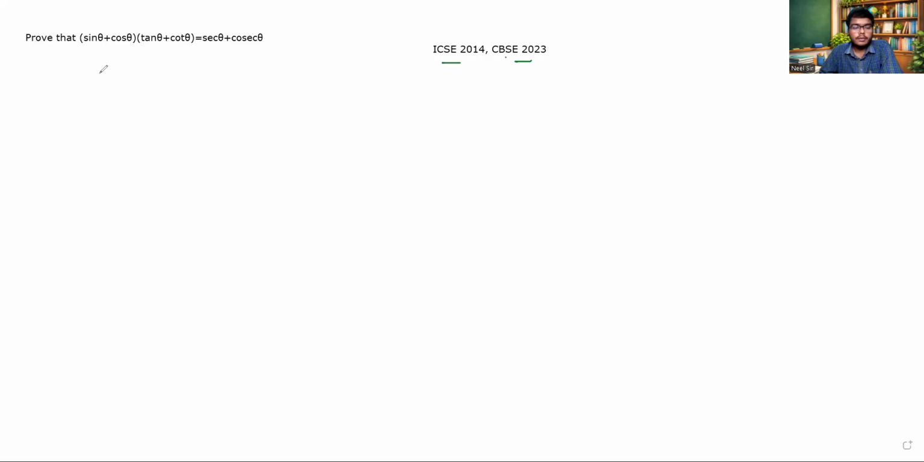So first of all, let's start with LHS. What is given in the LHS? (sin theta plus cos theta) into (tan theta plus cot theta). So the first step is convert any trigonometric ratio into sin and cos whenever you do not get any path.